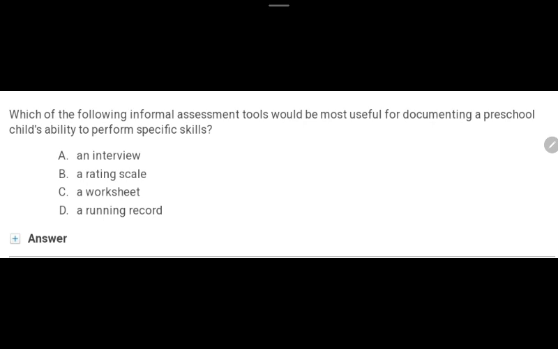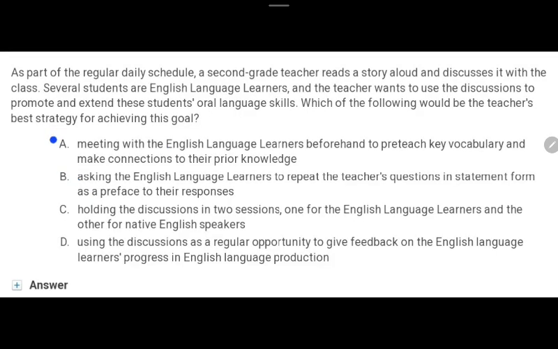Question number two. Which of the following informal assessment tools would be most useful for documenting a preschool child's ability to perform specific skills? A rating scale. Option 2 is the correct answer. A rating scale. This question used to come in the D.El.Ed exam, so remember this question. This question looks lengthy, but it is very important for the D.El.Ed entrance exams.